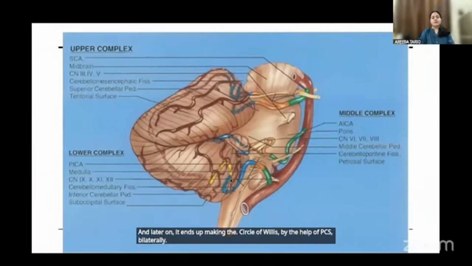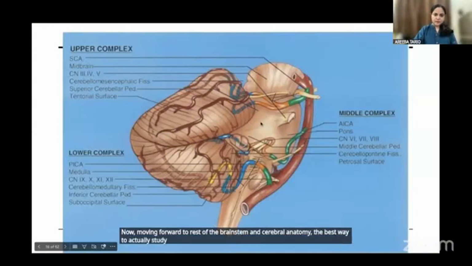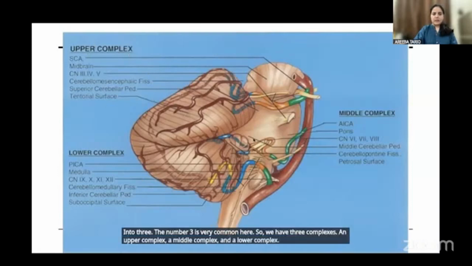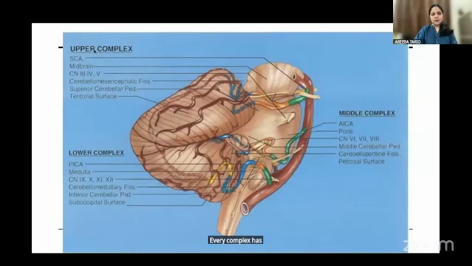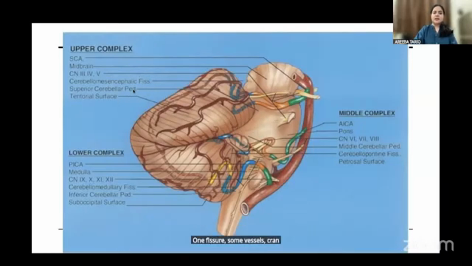Now, moving forward to the rest of the brainstem and cerebellar anatomy, the best way to study the anatomy of the posterior fossa and brainstem is to divide it into complexes, into 3. The number 3 is very common here. So we have 3 complexes: an upper complex, a middle complex, and a lower complex. Every complex has 1 artery, one part of the brainstem that it's going to supply, a part of the cerebellar surface that it's going to supply, one fissure, some vessels, cranial nerves, and a peduncle.